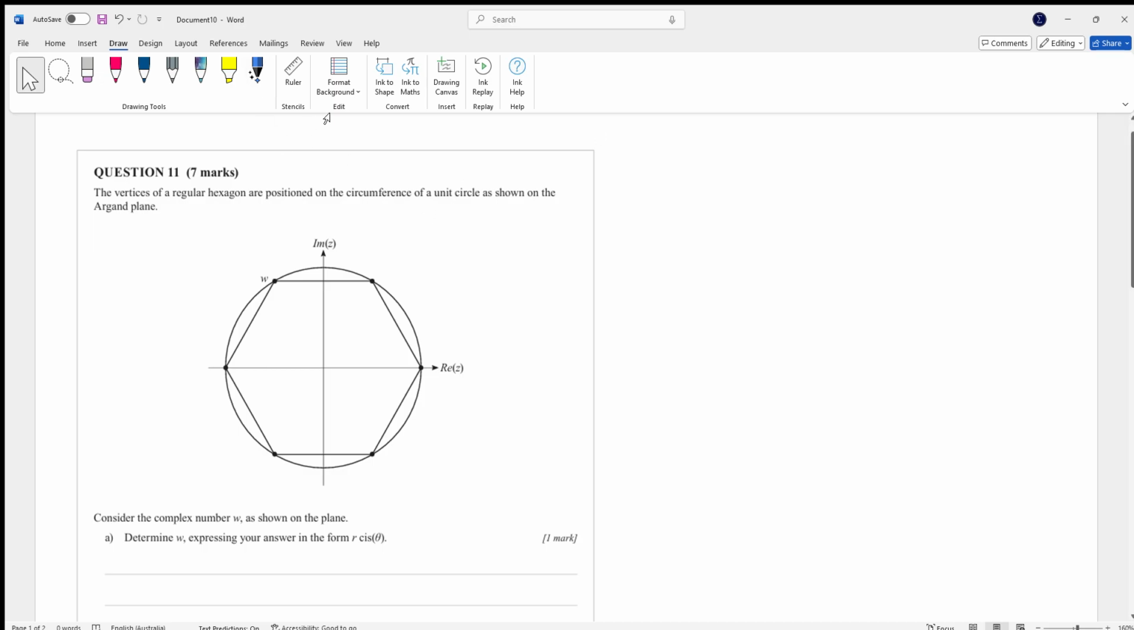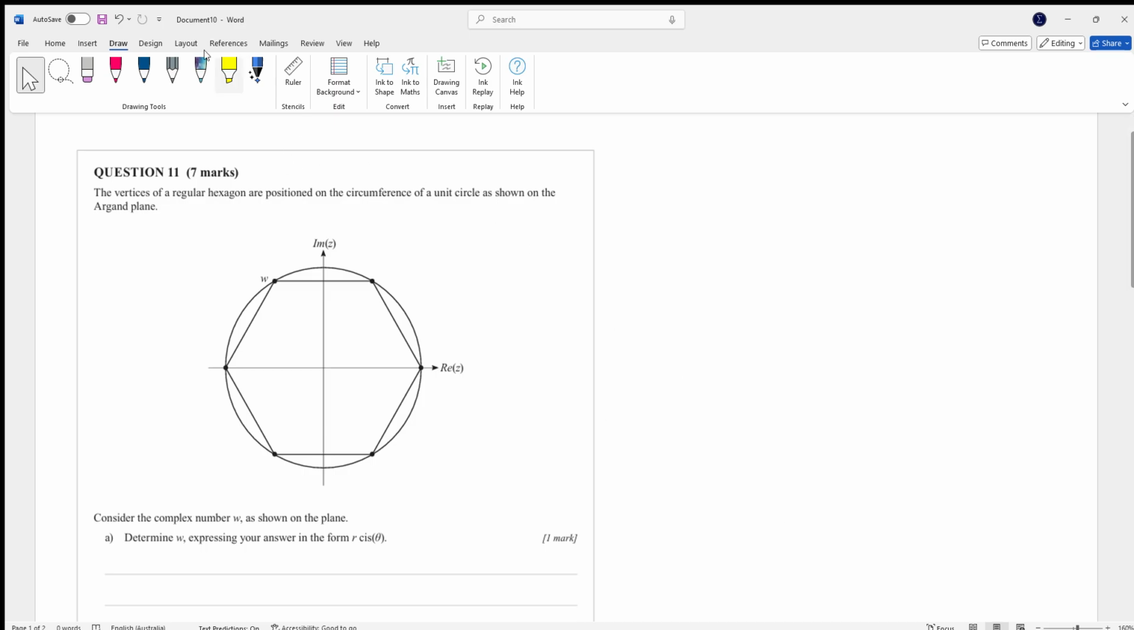So question 11. The vertices of a regular hexagon are positioned on the circumference of a unit circle as shown on the Argand diagram. Consider the following complex number W as shown on the plane. Determine W, expressing it in the form r cis theta.